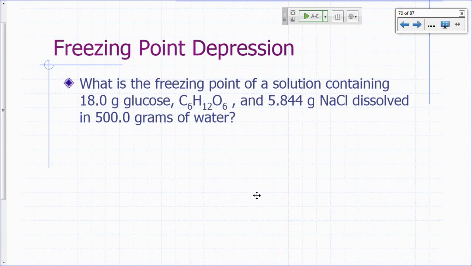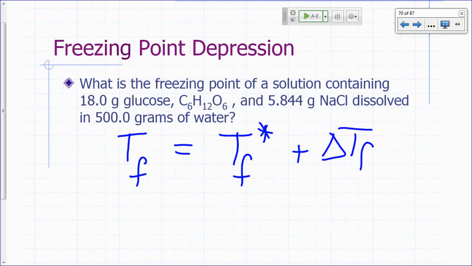So what's the freezing point depression? Freezing point of a solution containing 18 grams glucose and 5.844 grams sodium chloride dissolved in 500 grams water. What would be the answer to this? The freezing point is equal to whatever the pure freezing point was, right? Plus delta TF. Why am I putting plus here when it's depressing? Because I know my delta TF is going to be a negative number. So when you add a negative, you get a lower freezing point.